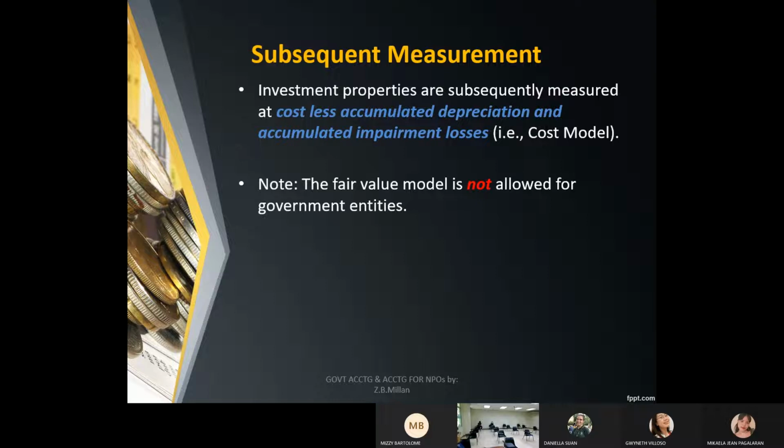Ayan, subsequent measurement. So dito, sa government entities, hindi ginagamit yung fair value model. Okay? So yun yung isang difference. Hindi ginagamit yung fair value model. Cost model lang. So madali lang yung subsequent measurement: cost less accumulated depreciation and accumulated impairment losses.